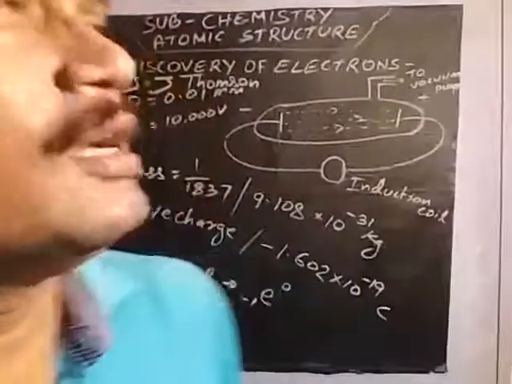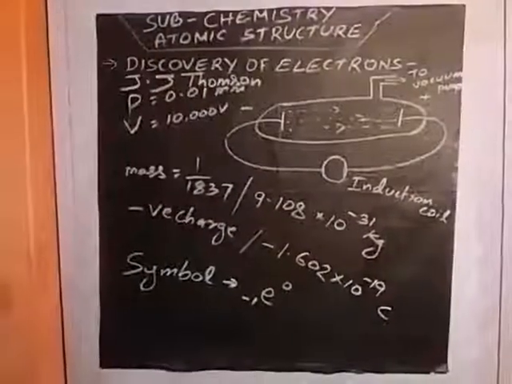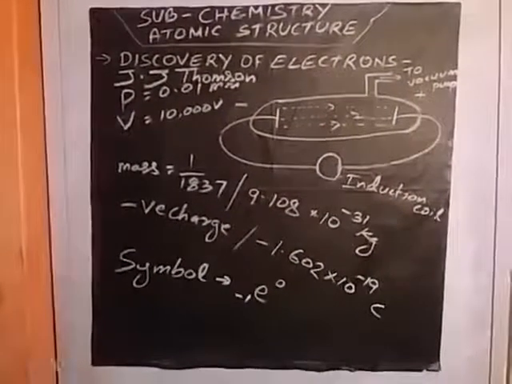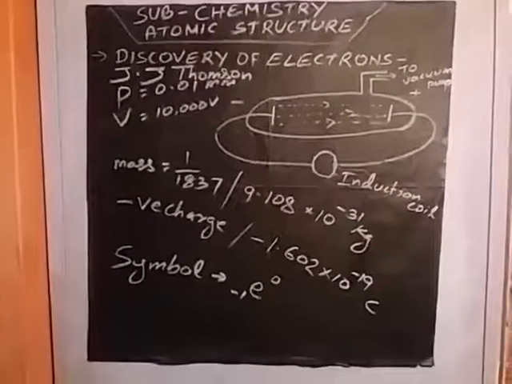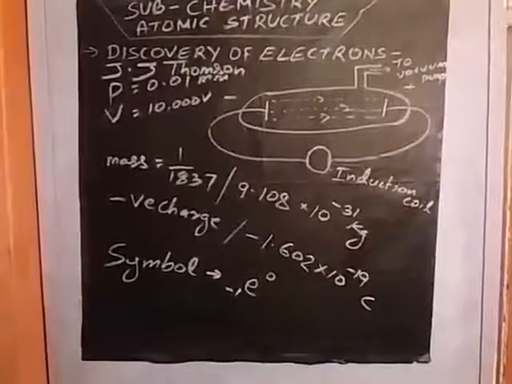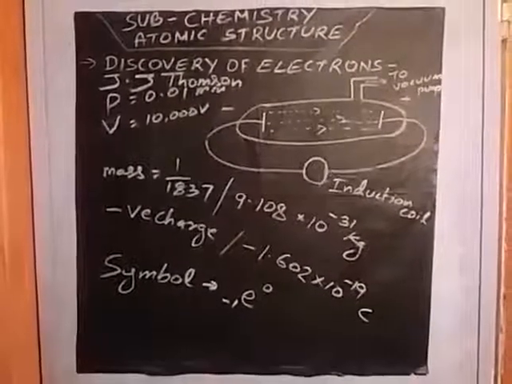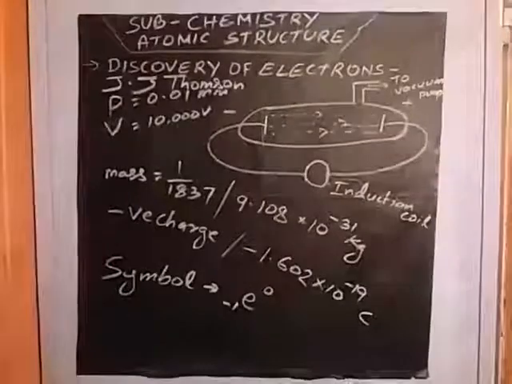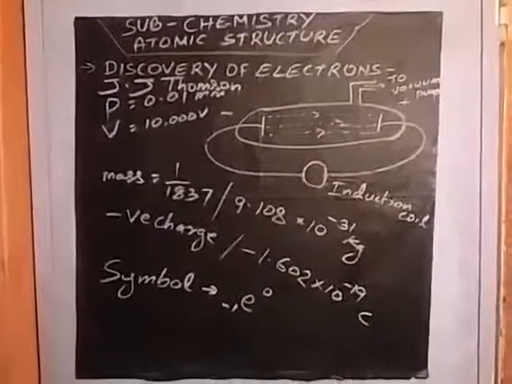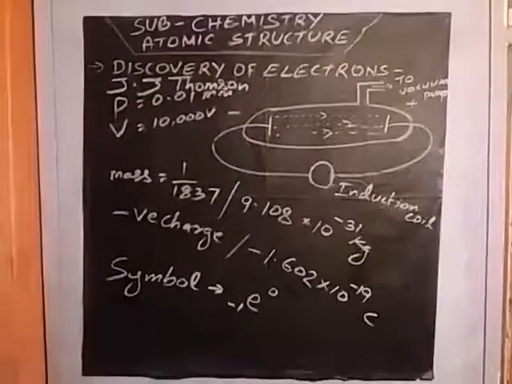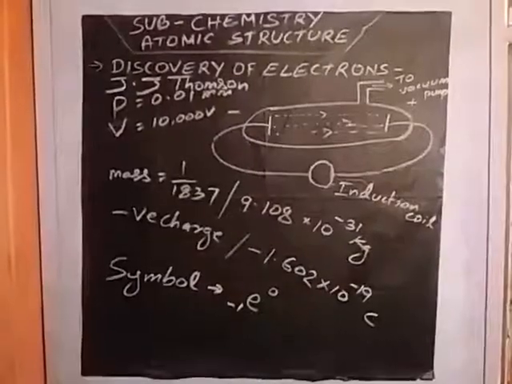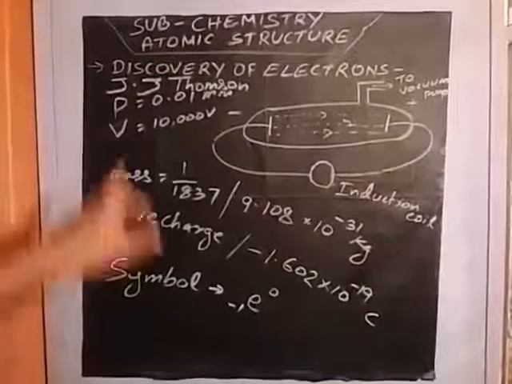Hello students, I am going to teach chemistry atomic structure. Do you know, in atomic structure, an atom is electrically neutral. It contains the same number of electrons and protons. So that's why today I will discuss the discovery of electrons by J.J. Thomson.